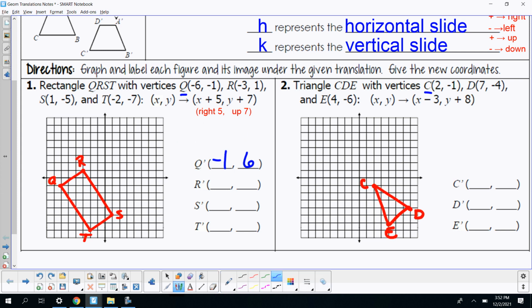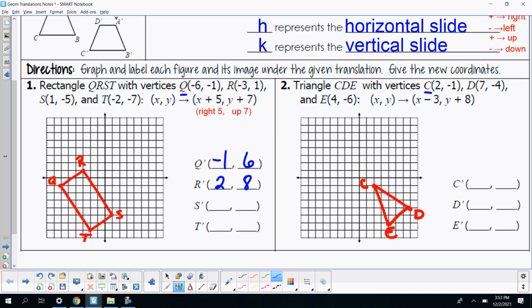Let's take a look at my R. My x value is -3, so -3 plus 5 is going to give me 2. And my y value is 1. 1 plus 7 is going to give me 8. Okay, so hopefully you get the idea. We're going to do that to all of these points.